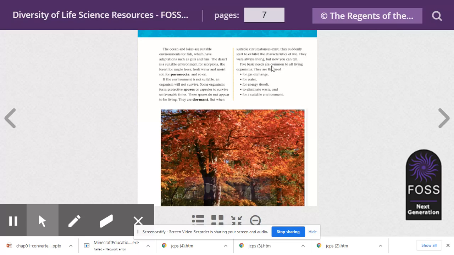Five basic needs are common to all living organisms. They are the need for gas exchange, for water, for energy from food, to eliminate waste, and for a suitable environment. So those are the five basic needs of living organisms.